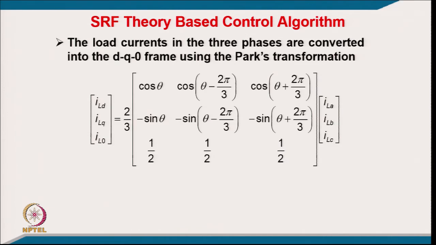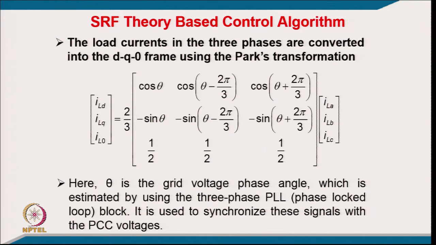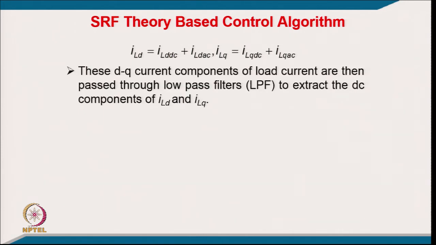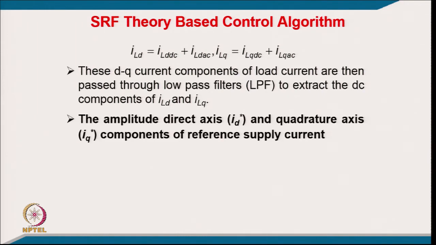So, these are the typical expressions. We convert the load current into DQ current, and here theta is used, which we got from the PLL. It has a DC component and an AC component. The DC component corresponds to the fundamental active current, similarly for reactive current, with the fundamental and the ripple. Then the DQ components of the load current are passed through the low pass filter to extract ILd and ILq, and the amplitudes of the direct axis and quadrature axis reference current are calculated as the loss plus the load active component, that is the total active component.